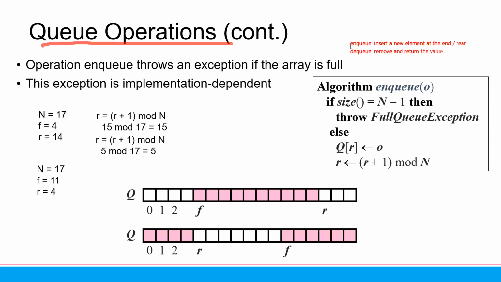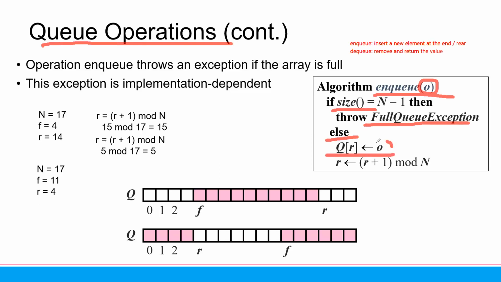When you want to NQ, you need to check whether the size is full or not. If the Q is full, let's say you go to a bank and the bank is full, so you cannot enter because there is no room for queuing. So that's also possible. In this case, you need to give the exception, full queue exception.